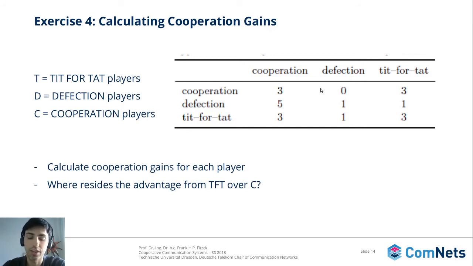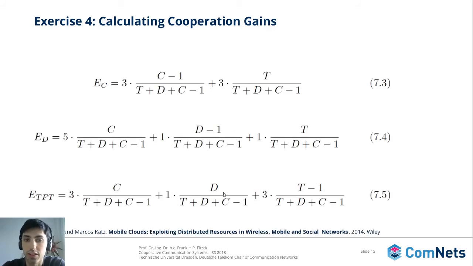They are dumb. They just always cooperate. However, if we are tit for tat and we play with the defection players, we will always get 1 point. So this is the advantage. So in the end, in the cooperation gain we don't have any term here, but here we have this term, which we can see here.